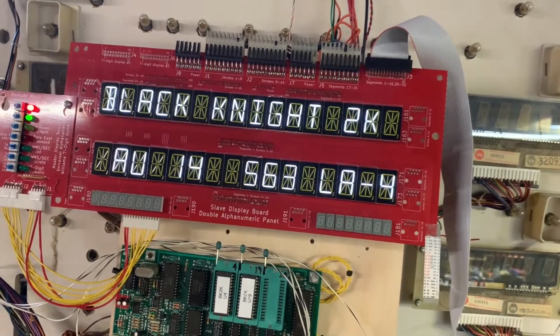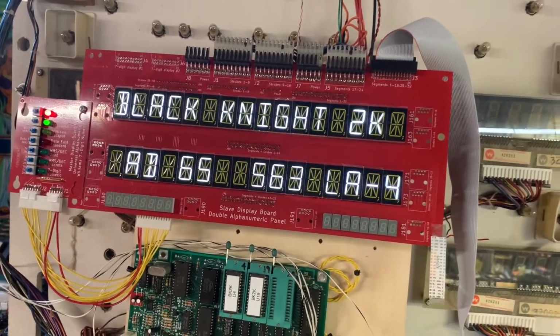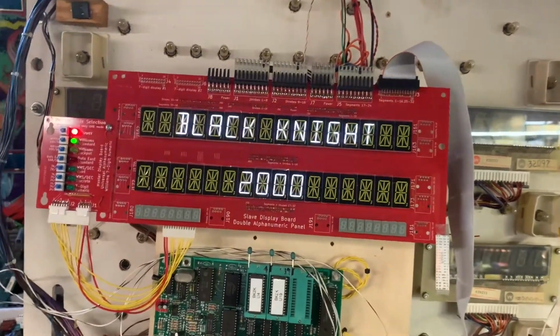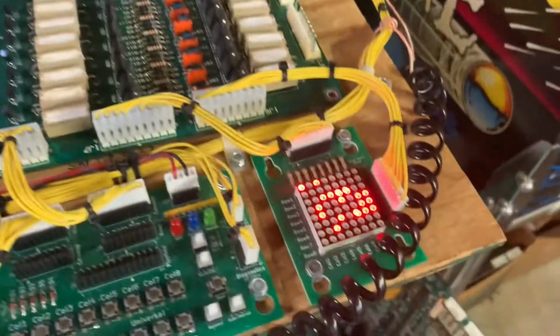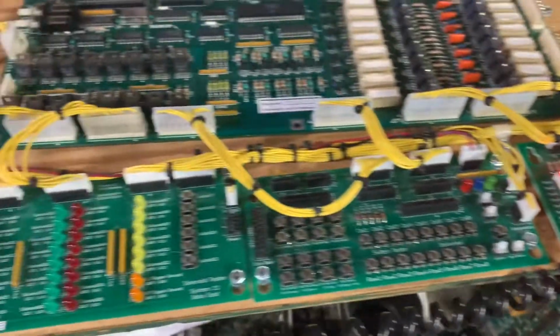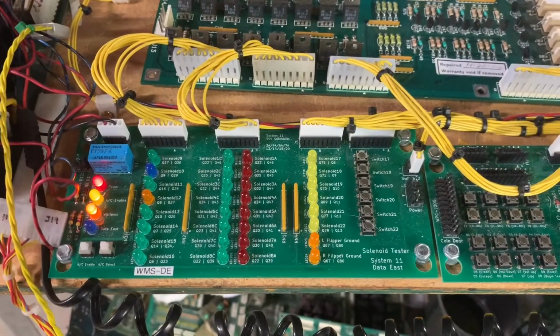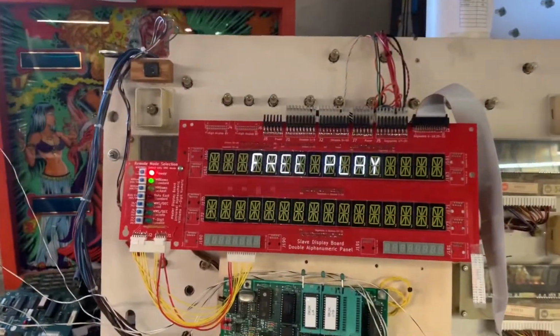I did set this game to free play, so I'm just going to advance through the audits and adjustments. And the board will reboot. Say it's on free play. Nice lamp matrix attract mode feature. And all the solenoids are off right now, as they should be. So this Black Knight 2000 board is good to go.